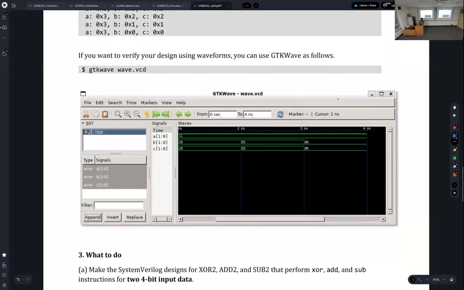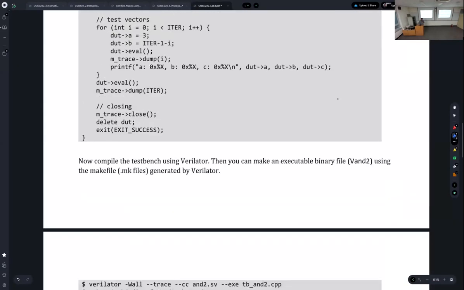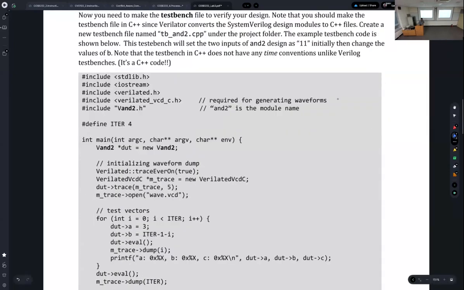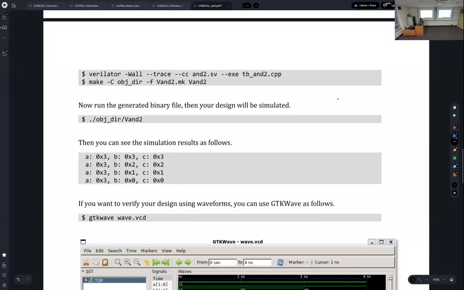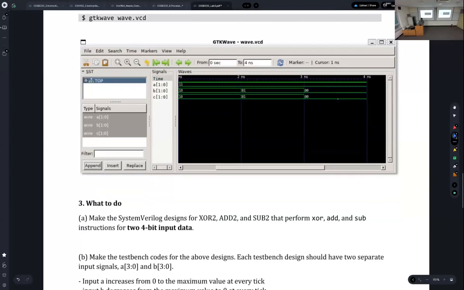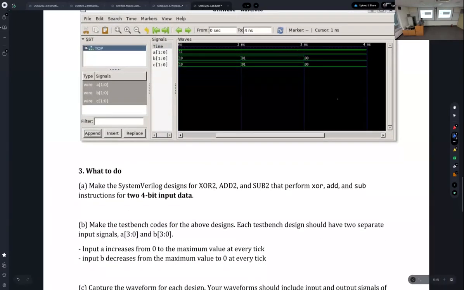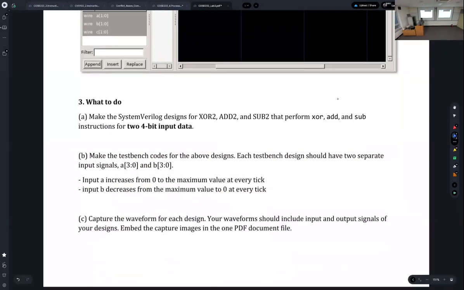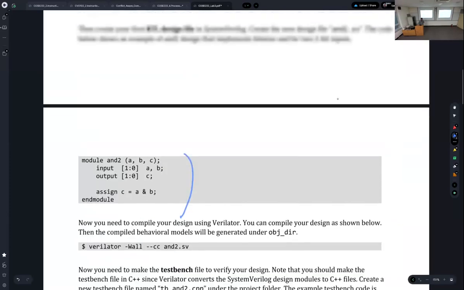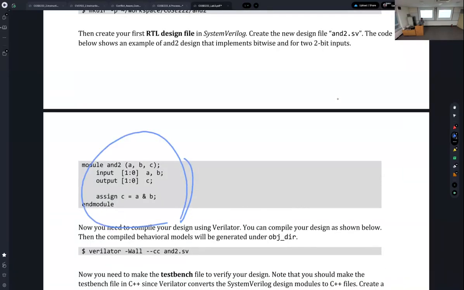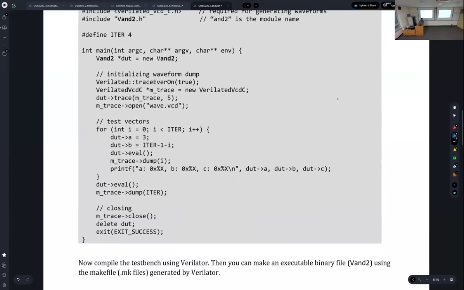You can compile this end gate and also run the simulation of the end gate with the test bench. Just follow these steps, and then you can get the value from here. You need to design the exclusive OR, adder, and subtractor. But you can just modify this design, and you can also modify this test bench.